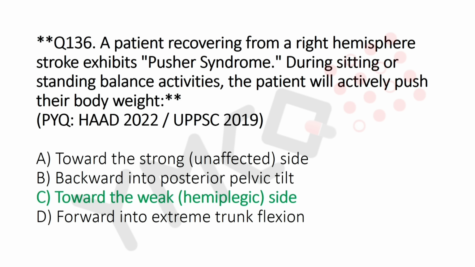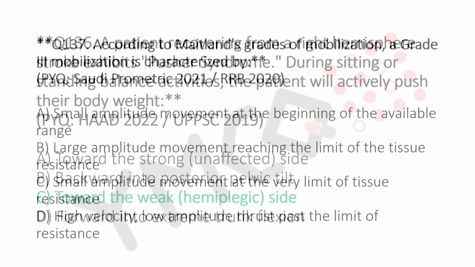This is a tricky paradoxical condition. Patients with Pusher syndrome actively use their strong arm and leg to violently push themselves over onto their weak, paralyzed side, resulting in a high fall risk. Okay. Now let's move to question number 137.